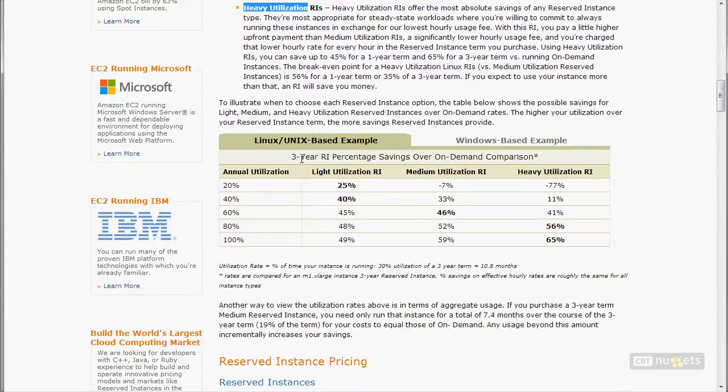This is, in this case, a 3-year reserved instance percentage savings over on-demand comparison. If you buy a light utilization reserved instance versus on demand, and you use that instance 20% of the time, in a 24-hour day, you're using it about 5 hours a day. So 20% of the time, you're gaining 25% savings of what you would have paid if you'd gone with on demand. So what do you mean by that, Jeremy?